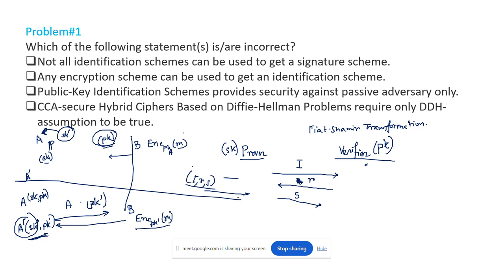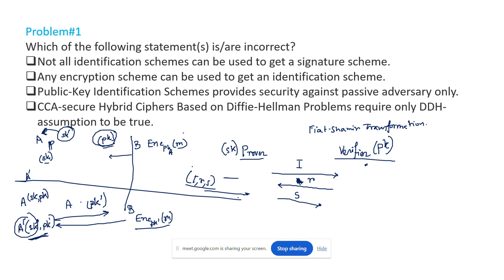In the Schnorr signature scheme that is covered in the next week's tutorial, you will actually see how Schnorr identification gets transformed into the Schnorr signature scheme. Anyway, the main thing is that any identification scheme can be transformed into a signature scheme. So the first statement is wrong.